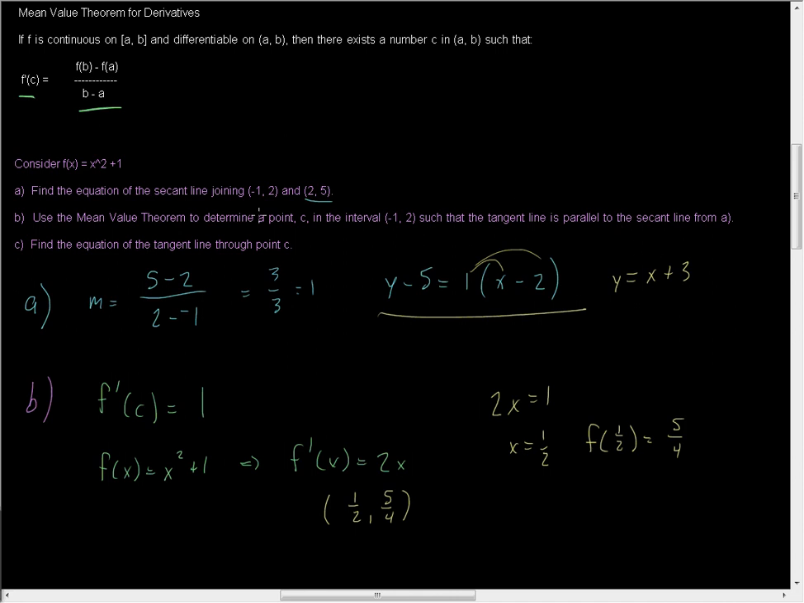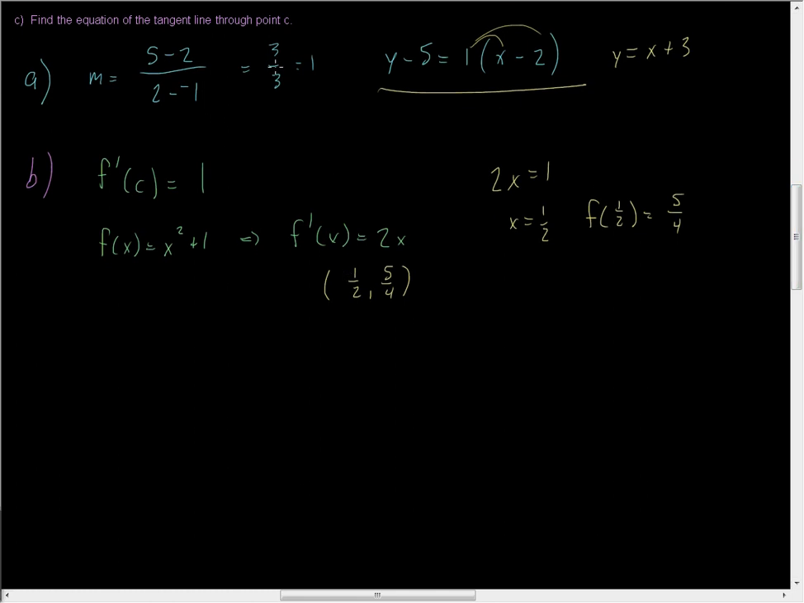Part C says find an equation of the tangent line through point c. Well, all right, we got a slope. The slope is 1. We have a point. That's it. Okay, so just write it down. We have y minus 5/4 is equal to the slope, which is 1, times x minus 1/2. If you don't like to leave it like this, you can go ahead and put it into the slope-intercept form. Simply distribute, just like we did above, and then add 5/4. So you get y is equal to, and your slope is 1, so it's x plus 3/4.